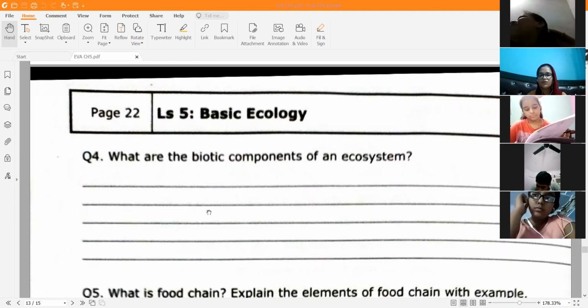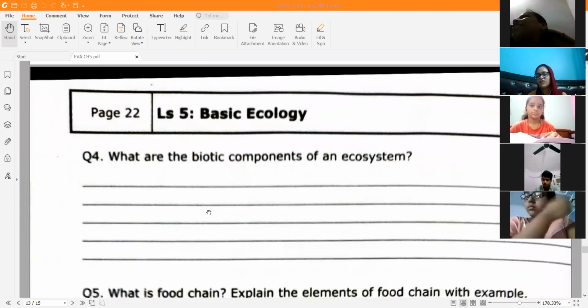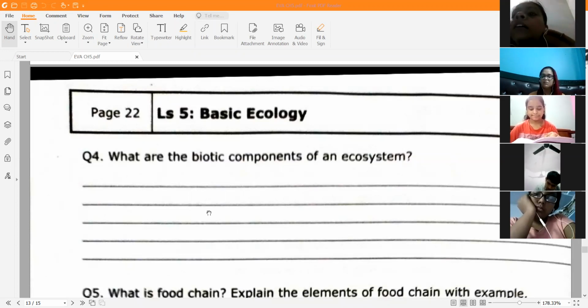Right? Then what is food chain? Explain the elements of food chain with example. Now you will have to talk about the food chain, and the elements of food chain would be the primary producers, primary consumers, secondary consumer, tertiary consumer, and decomposers. So you will have to explain each of them, right? Like on page 46, the food chain has been described.